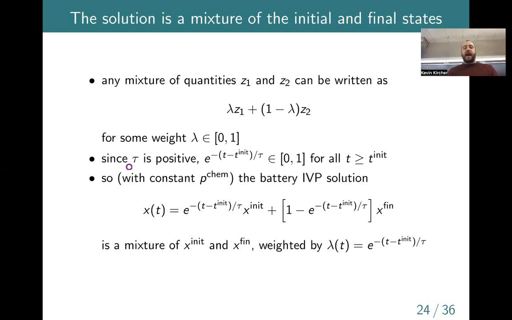Okay, so our tau is positive, and t we assume is greater than t initial. So this whole thing, e to the minus t initial divided by tau, is going to be between 0 and 1 because it's e to a negative number. e to the minus infinity is 0, e to the 0 is 1, and for a negative number anywhere in between, we're somewhere between 0 and 1. So we can interpret the e to the minus t on tau as a weight in a mixture formula. Again, assuming the charging power is constant, x is a mixture of the initial value weighted by this thing, plus the final value weighted by 1 minus that same thing.